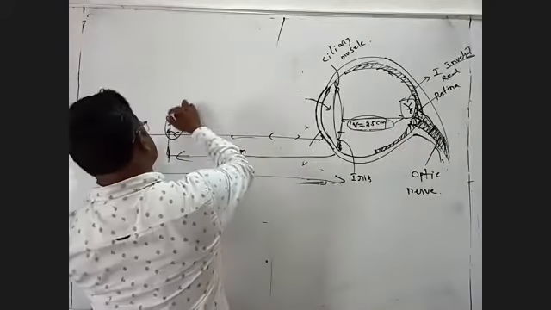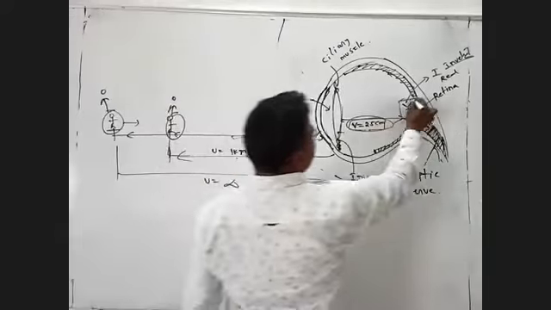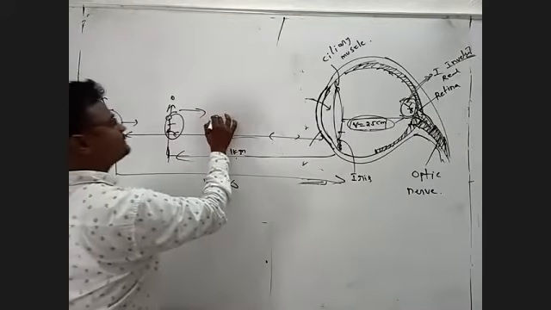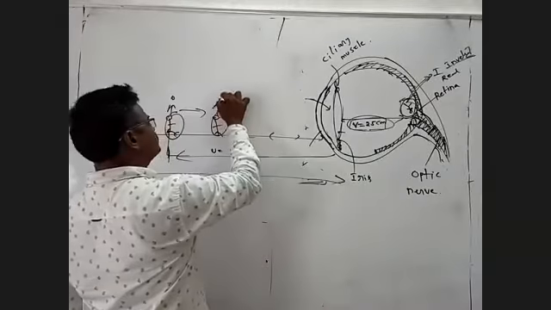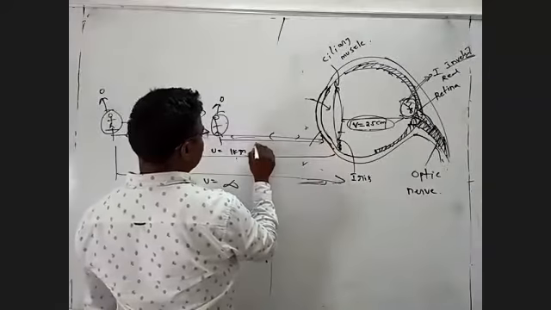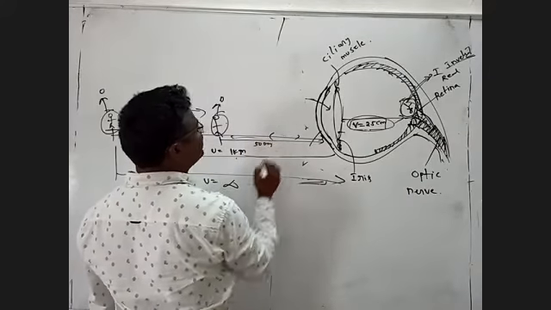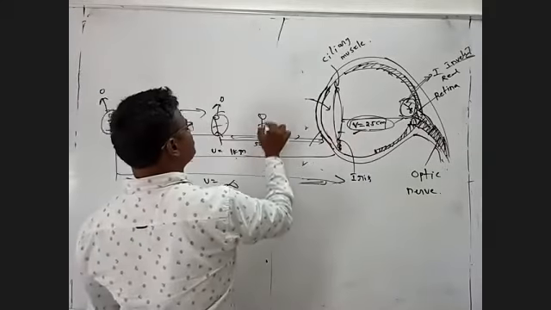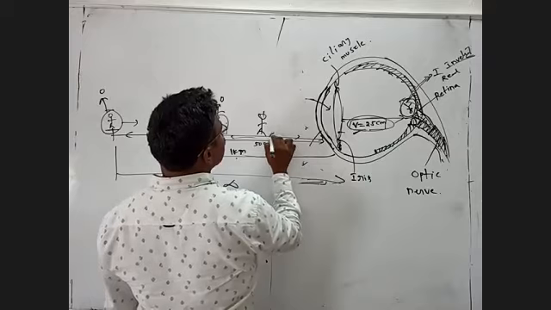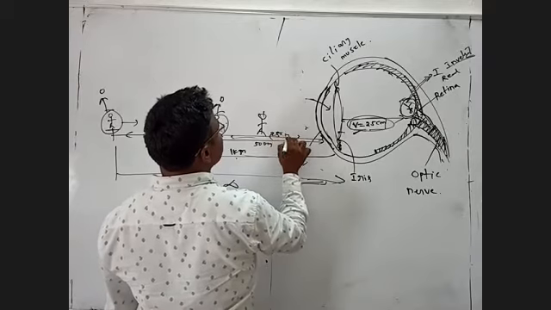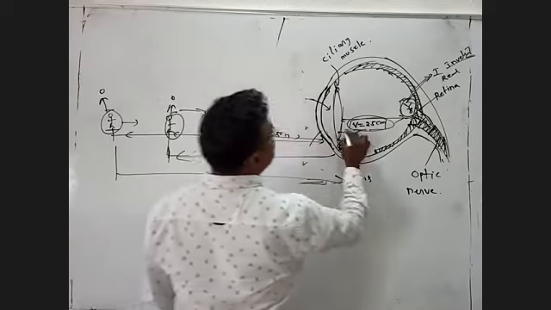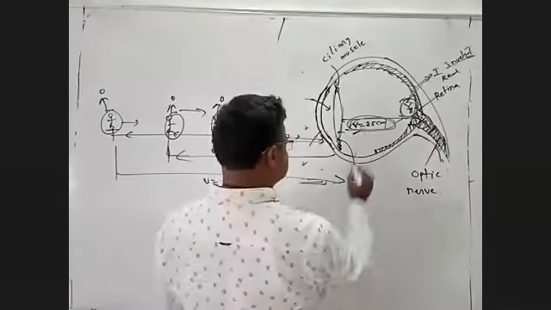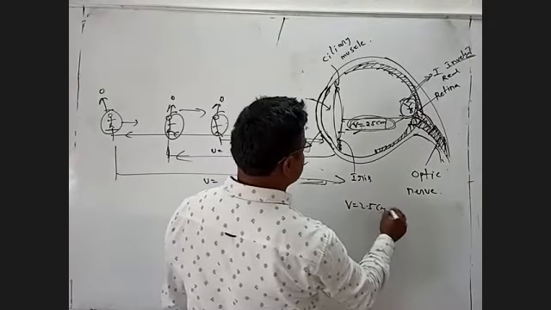This is the object, and the image is formed here. Suppose the object is 500 meters away, but the image is still at 2.5. Now the object is sitting at 250 meters, but for this object the image is still 2.5 centimeter. So the image distance of 2.5 centimeter does not change.